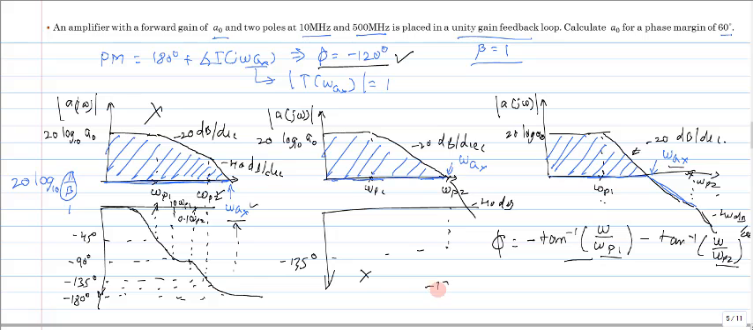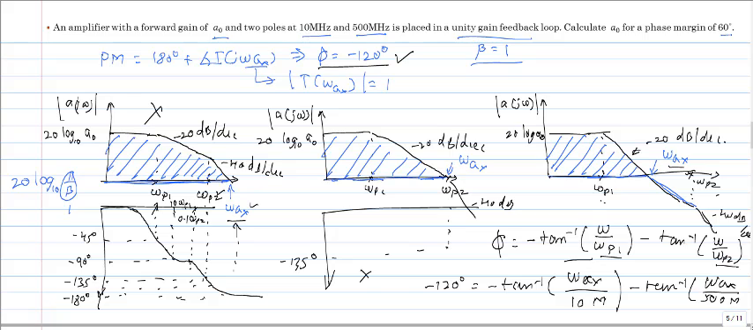Which is nothing but 120 degrees, and that is supposed to be equal to tan inverse of omega, which now becomes omega gx in place of omega, divided by 10 mega radians per second, or whatever notation you want. It's just the ratio, minus the tan inverse of omega gx divided by 500 mega.